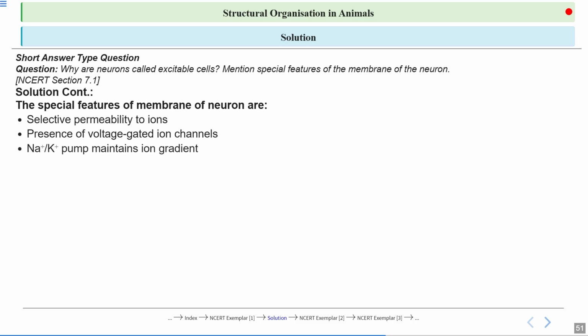Sodium potassium pump maintains the ion gradient. So they maintain the gradient. Gradient maintenance is very, very important to transmit the impulse from one axon to the next cell. And this is done by the sodium potassium pump. High concentration of protein channels.